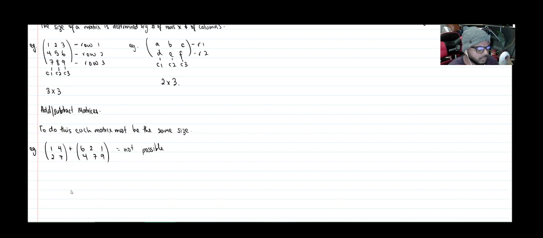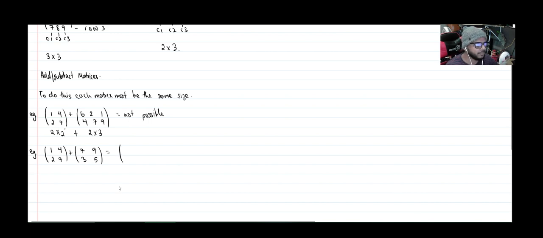And why is that? Because my first matrix has 2 rows and 2 columns, so this is a 2 by 2, plus my second matrix has 2 rows and 3 columns, and this is a 2 by 3. Both sizes must be the same before we can add or subtract them. So let's do one that we can actually add or subtract. Let's have a 2 by 2 added with a 2 by 2. I'll use the same one, 1, 4, 2, 7, plus 7, 9, 3, 5.